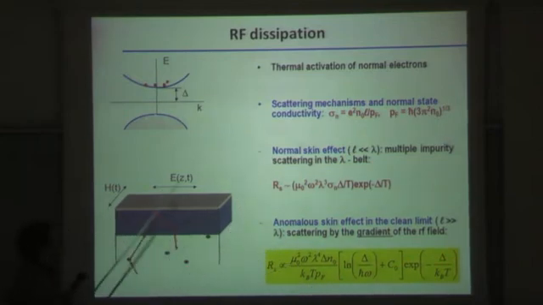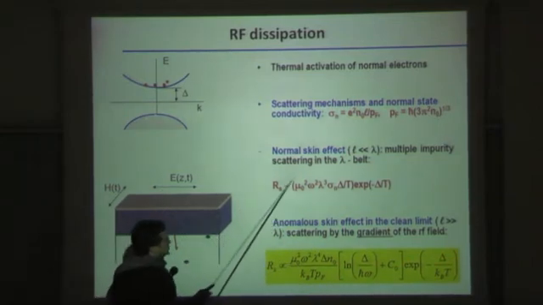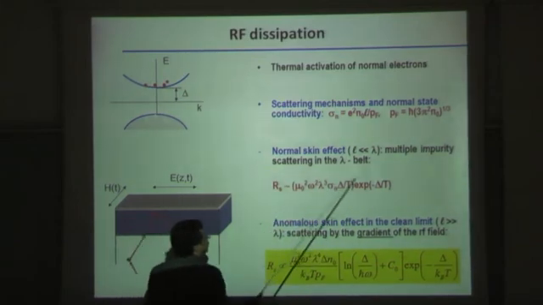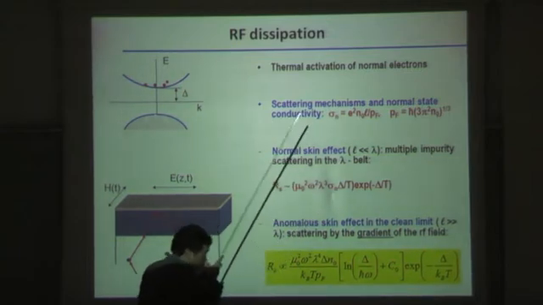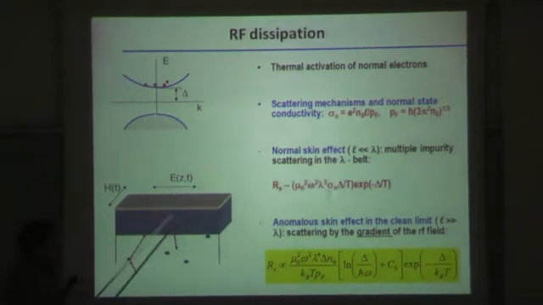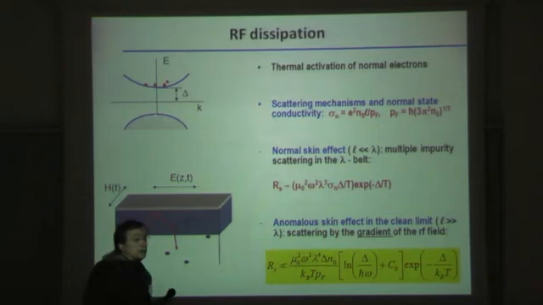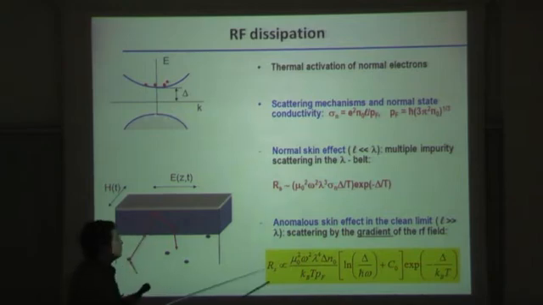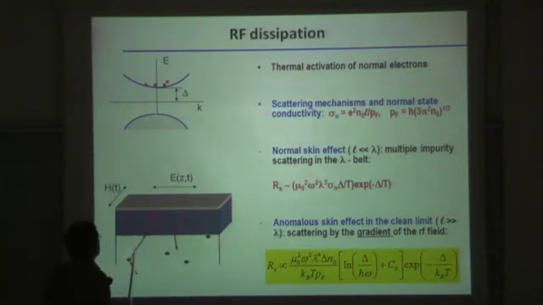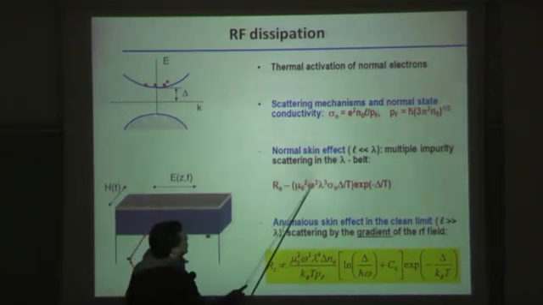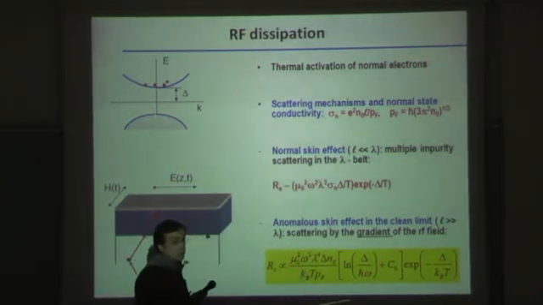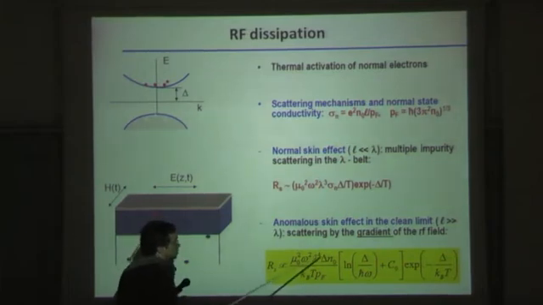We have the clean limit and we have a dirty limit. In the dirty limit, there's a conventional Mattis-Bardeen type formula. Rs is proportional to lambda cubed and the normal state resistance. In the clean limit, we are in the normal skin effect regime where the mean free path becomes irrelevant. And what we have is scattering of these quasi-particles on the gradient of the RF field. So as a result, the surface resistance becomes independent of the mean free path, and it's simply constant.